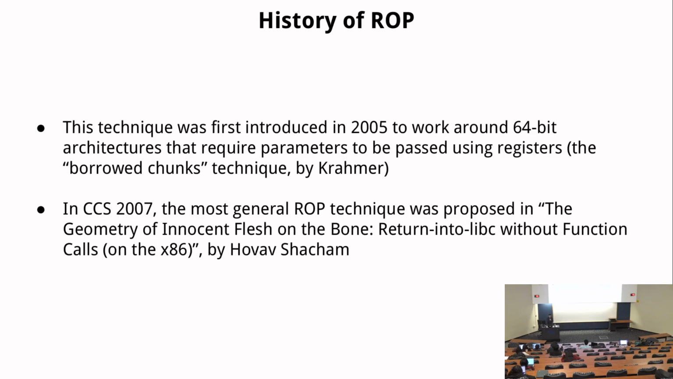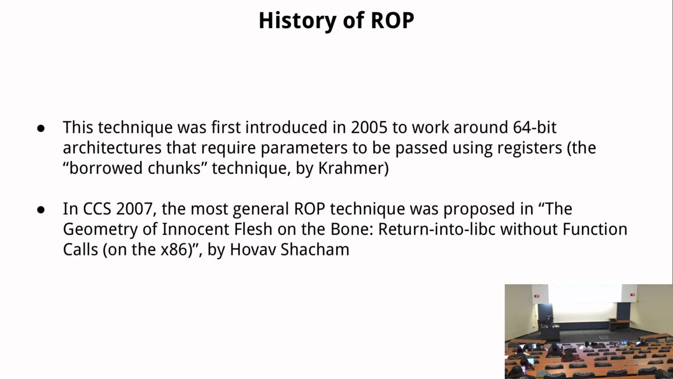The idea of ROP, or return-oriented programming, was first introduced in 2005 to work around 64-bit architectures that require parameters to be passed using registers. The first paper on the attack itself was published in CCS 2007. Okay, so earlier than 2009. The paper title was The Geometry of Innocent Flesh on the Bone: Return-into-libc without Function Calls on x86. This was a single-author paper by a professor at the University of California, San Diego at that time. He moved to UT Austin several years ago.